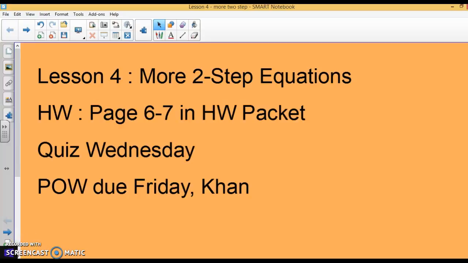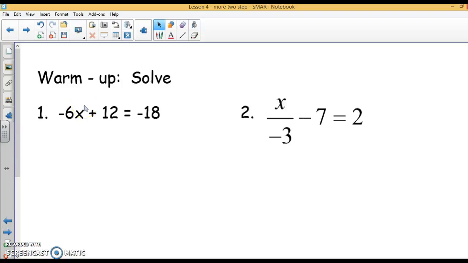All right, the lesson that we are talking about today is pre-algebra, unit 3, lesson number 4, more two-step equations. The homework that goes with this is page 6 and 7 in the homework packet, and we are on page 7 in your note packet. You want to do these two problems right now, so pause the video and do them, and then check.